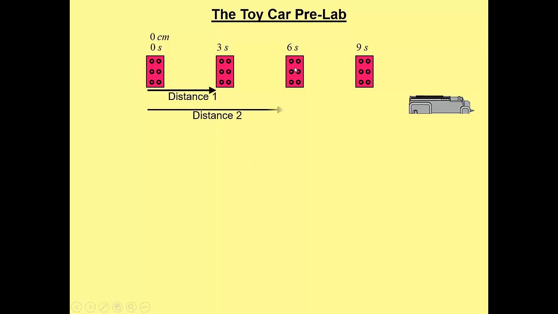Then this would be your 6-second distance. And that would be your 9-second distance, and so on. Note, we are not measuring the intervals between the blocks. We are measuring from 0 to there. So this is as if we ran a single trial and let it run for 3 seconds.